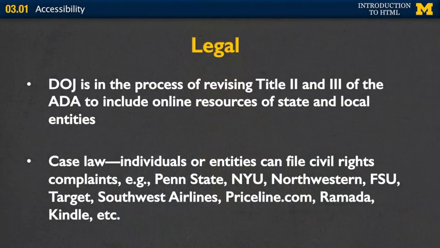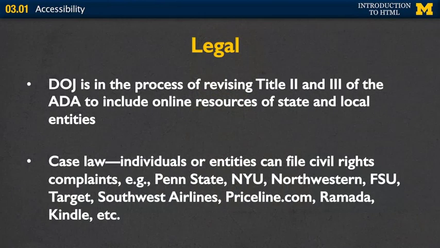But there are, of course, legal aspects as well. The Department of Justice is in the process of updating the Americans with Disabilities Act to include online resources of state and local entities. What this means is that universities, state governments, local governments, all need to make sure that the information they have online is accessible to everyone. There are many instances of case law where individuals or groups have filed civil complaints against universities, companies, because they feel that their products are not accessible to people in a way that it should be.